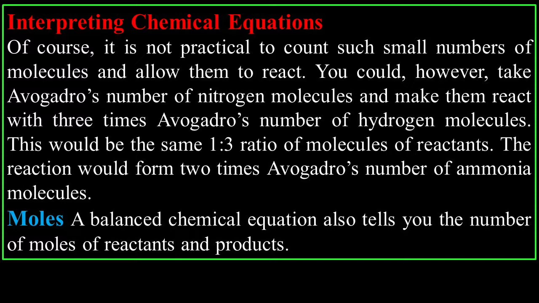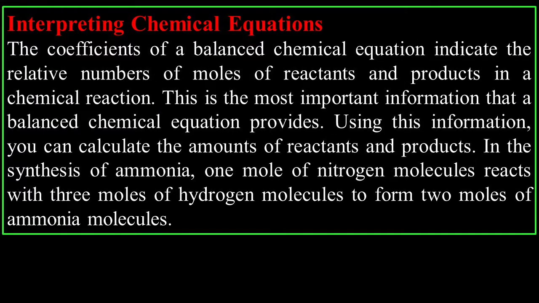Moles. A balanced chemical equation also tells you the number of moles of reactants and products. Coefficients of a balanced chemical equation indicate the relative numbers of moles of reactants and products in a chemical reaction. This is the most important information that a balanced chemical equation provides. Using this information, you can calculate the amounts of reactants and products.